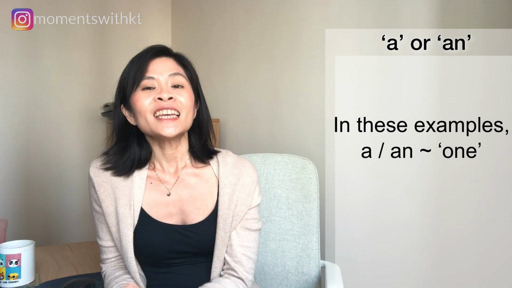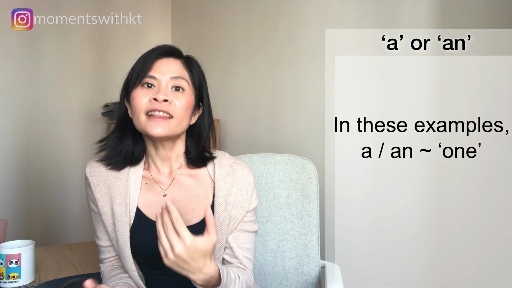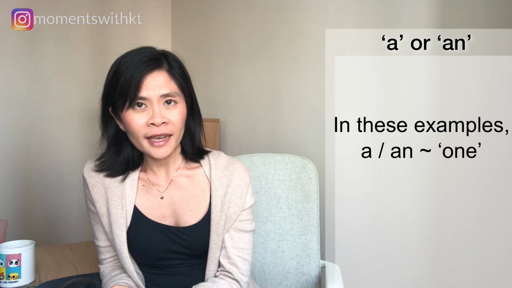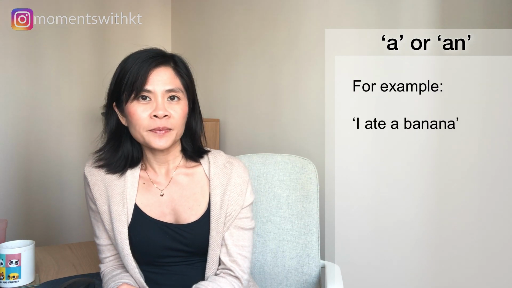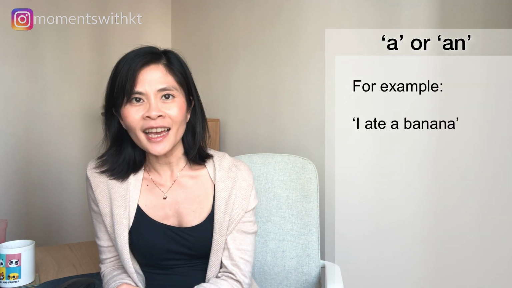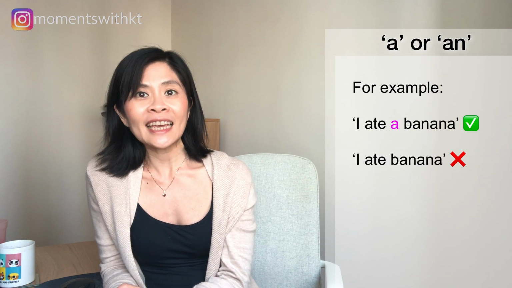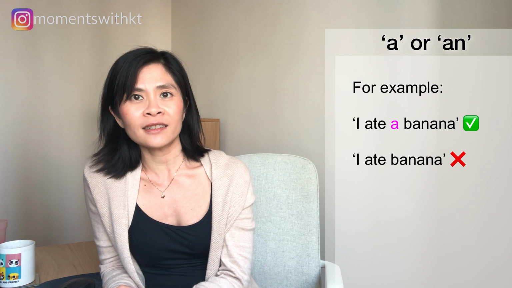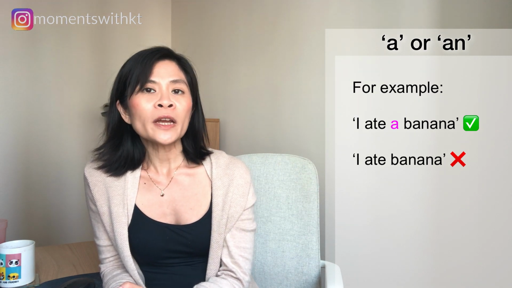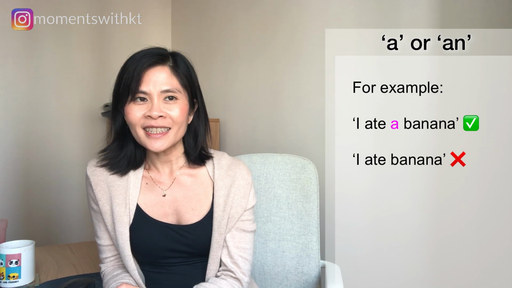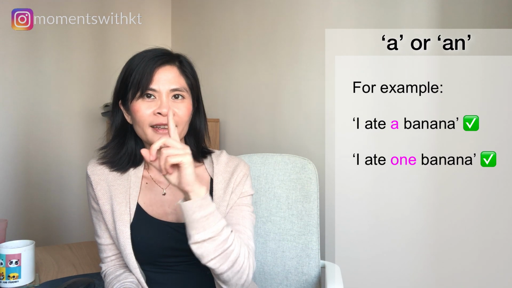If you can put one before the word, then you can use a or an. As an example, I ate a banana. You can't say, I ate banana. You have to put a before banana. I ate a banana. So when you use a or an, it means you only have one thing.